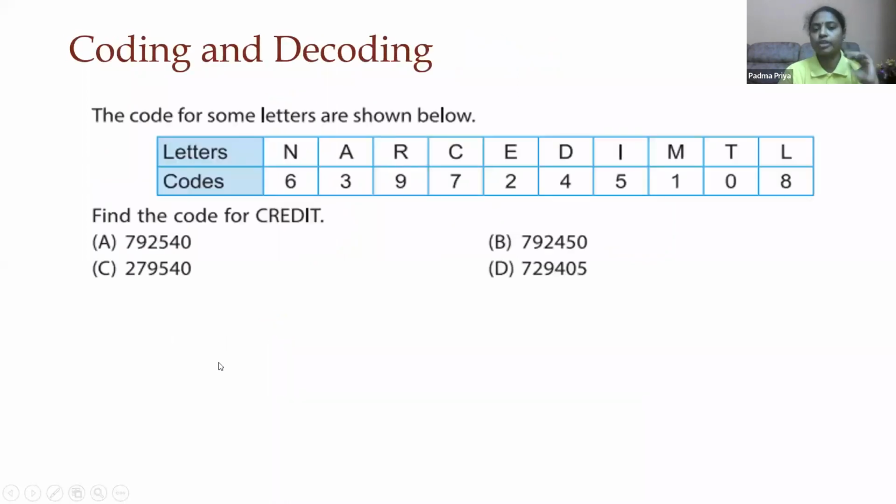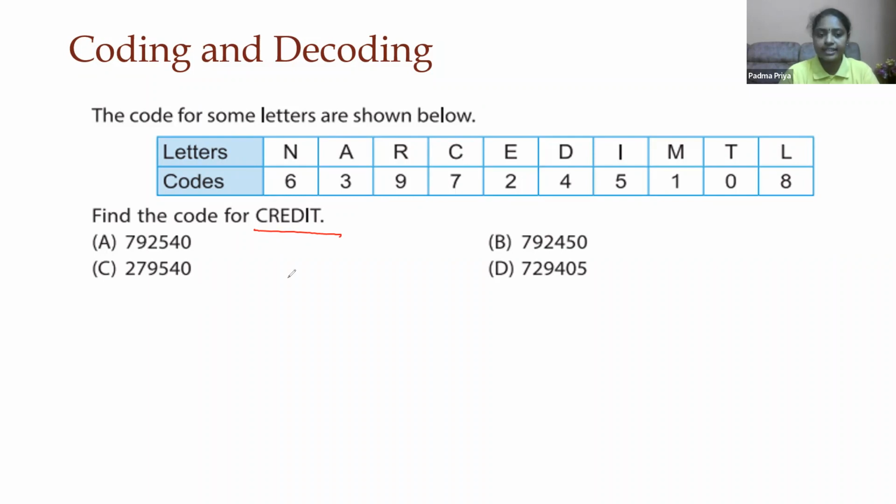Now there is one more question on coding and decoding. I said certain questions are all about just observation. So here they gave numbers or codes for the letters. Now the question is, what could be the code for the word credit? You have already seen that every letter is given a number. So just observe it and just apply it.